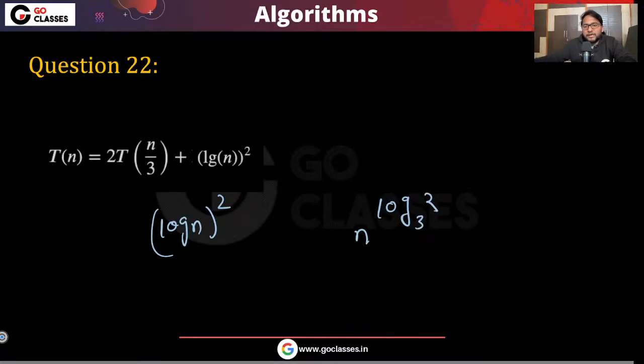Tell me, is this term greater than 1 or lesser than 1? Definitely lesser than 1, right? This is n to the power 0.something, right? Let's suppose 0.7. I don't know, but let's say it is 0.7.